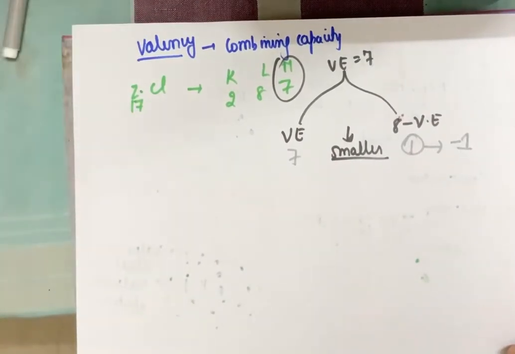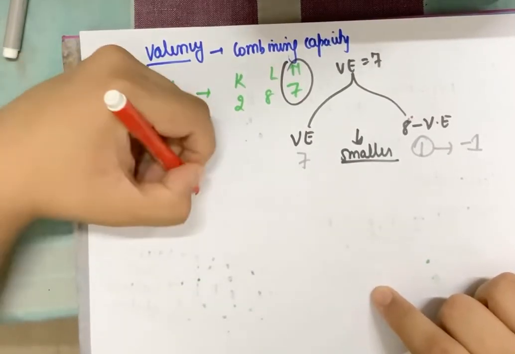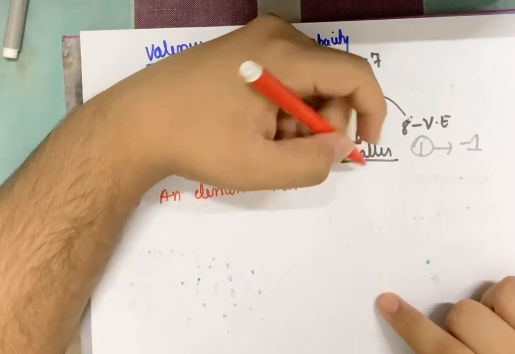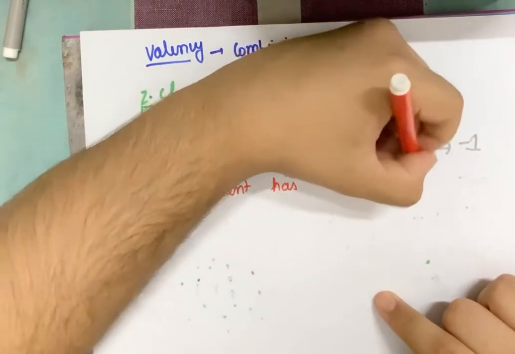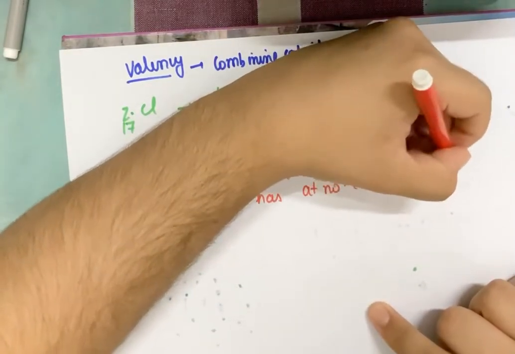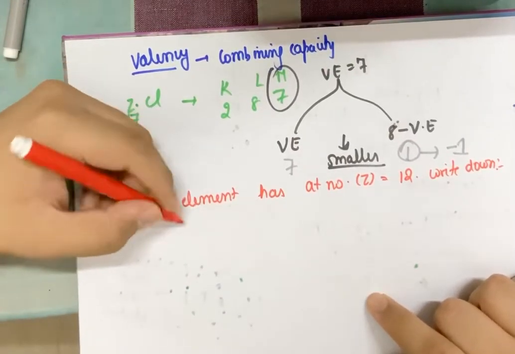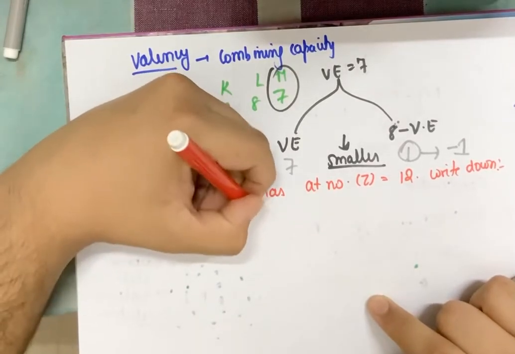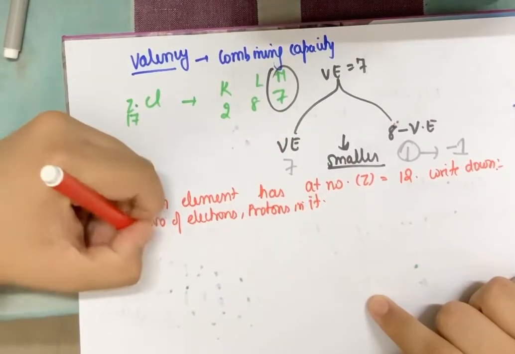Okay. Now coming to one question based on this. This is a very important question. An element has atomic number, or Z, I can give you, to be 12. So I am only given the atomic number, and let me see what I can do from that. Write down the number of electrons and protons in it. Second, draw Bohr's model.